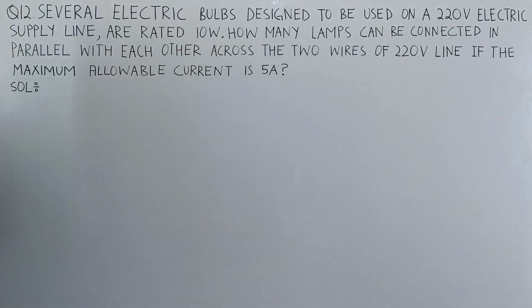All right. So the question reads, several electric bulbs designed to be used on a 220 volt electric supply line are rated 10 watts. How many lamps can be connected in parallel with each other across the two wires of the 220 volt line if the maximum allowable current is 5 amperes?